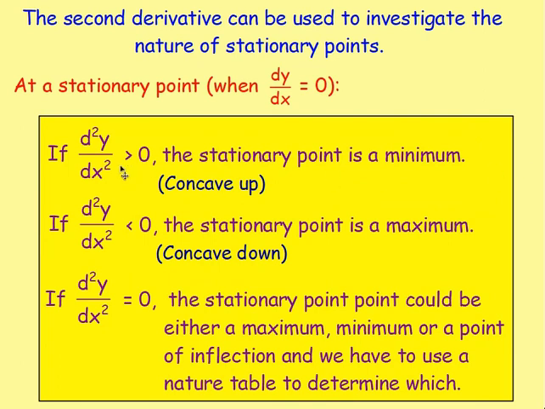Summing that up then, if the second derivative is bigger than 0, then the stationary point is going to be a minimum. It's going to be concave up, it's going to be positive, so the gradient is going to be increasing. If it's increasing, then you will have something like that. If it's less than 0, then the gradient is decreasing, so you'd have something like that. And your stationary point, where dy by dx equals 0, would have to be a maximum. If, however, d2y by dx squared equals 0, then it could be a maximum, a minimum or a point of inflection, and you need to use a nature table to determine which.